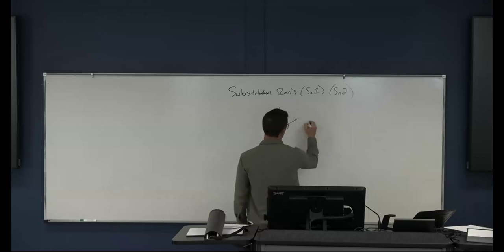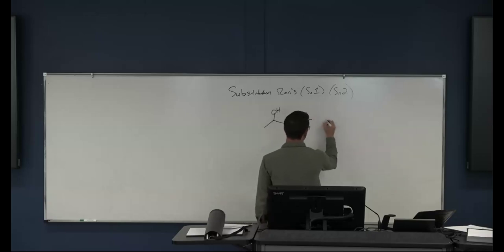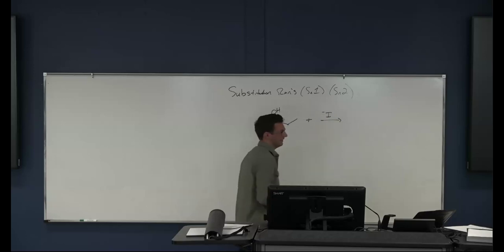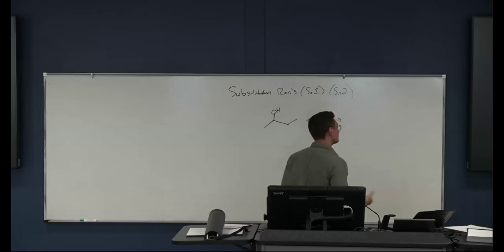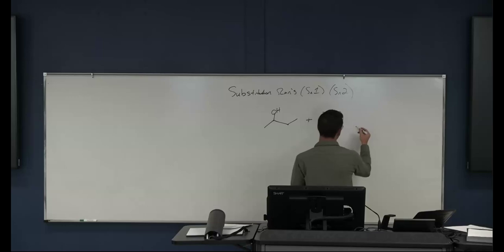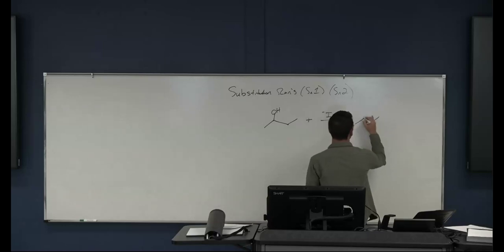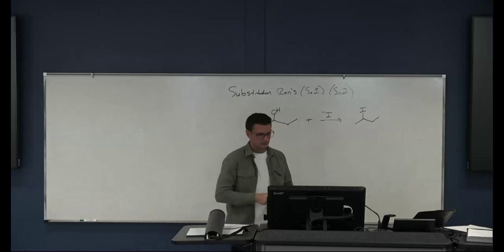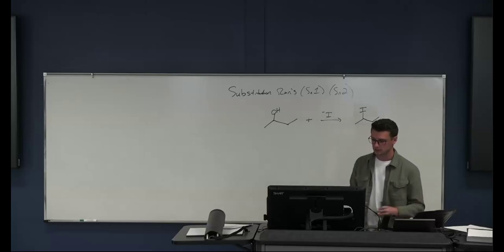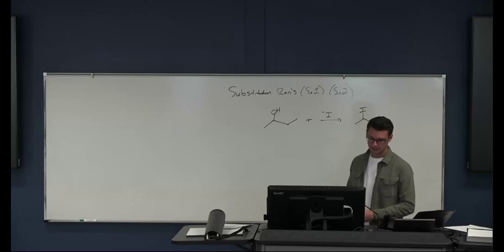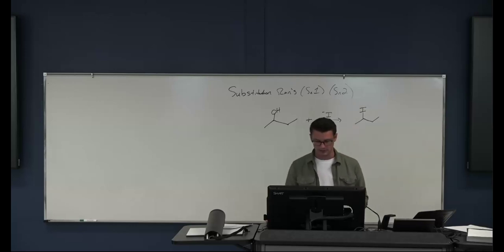Say you have an alcohol with an anion. What's going to happen is that alcohol is going to leave and the halogen is going to come in and take its place. So you have a species that replaces something that leaves on your reactant, hence the name substitution reaction.